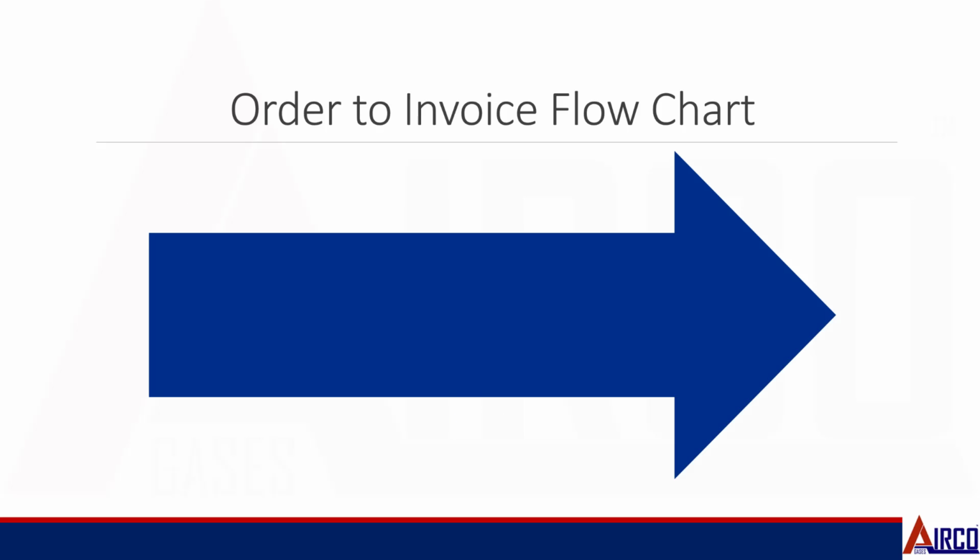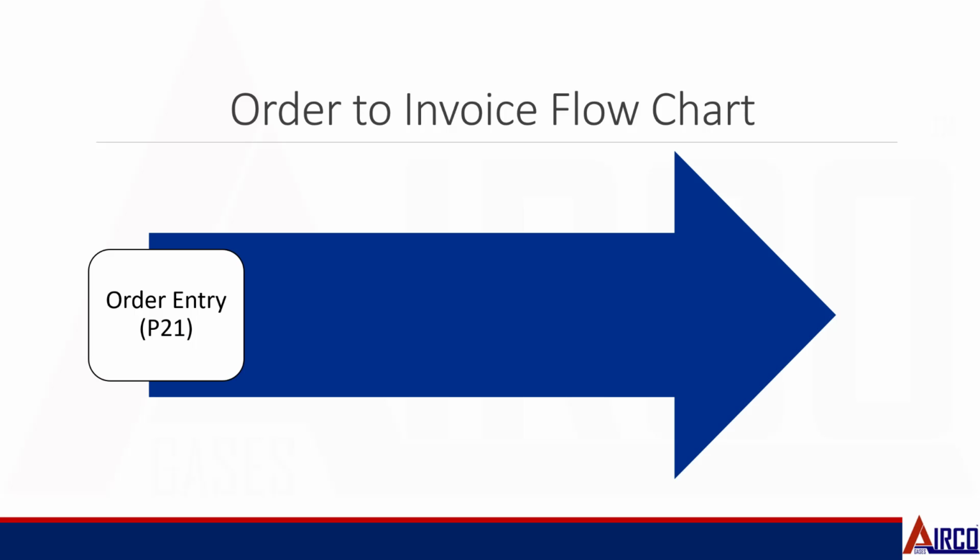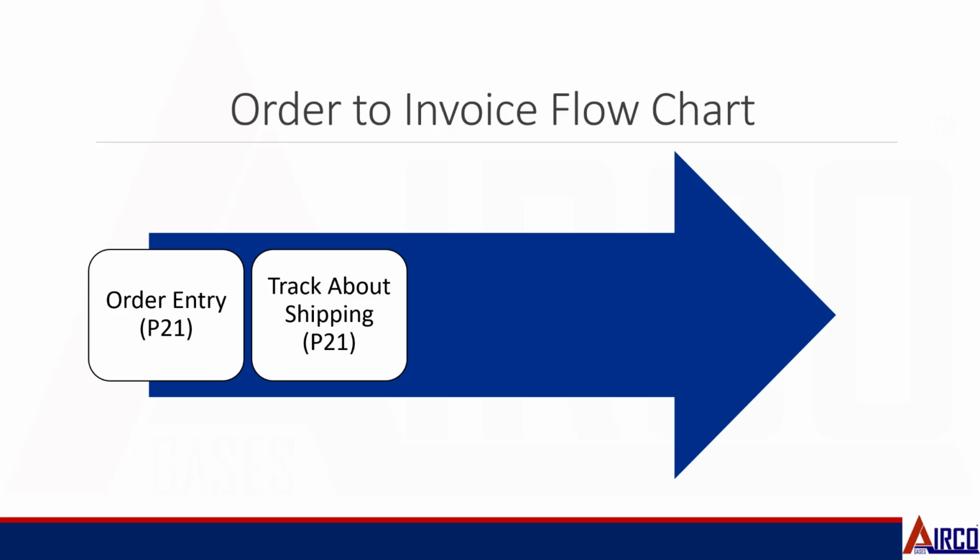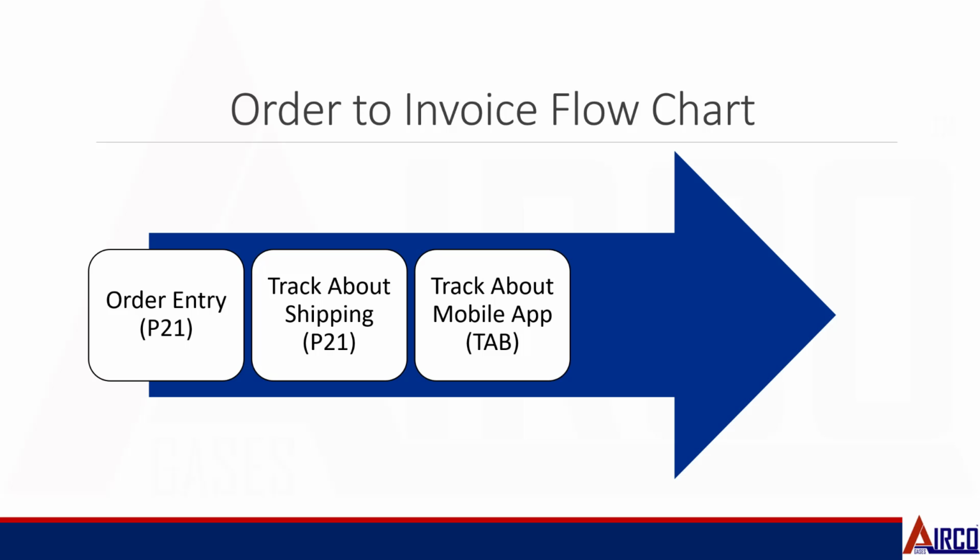And just an overview from the order to invoice flowchart. Everything starts with an order, and that starts in P21. From here, we create a delivery ticket, which will be taken by the driver. And at the same time, we need to push data, in this point the delivery ticket, to Trackabout for verification. So that will happen in the Trackabout shipping window. Then we make the delivery, and that will be done with the mobile app.